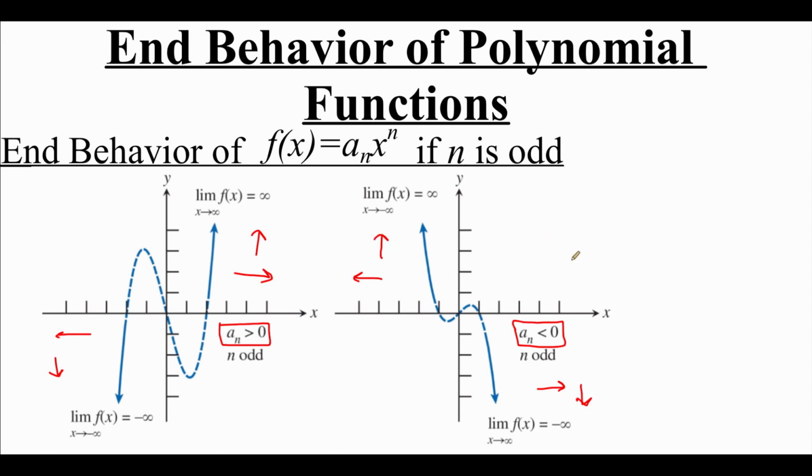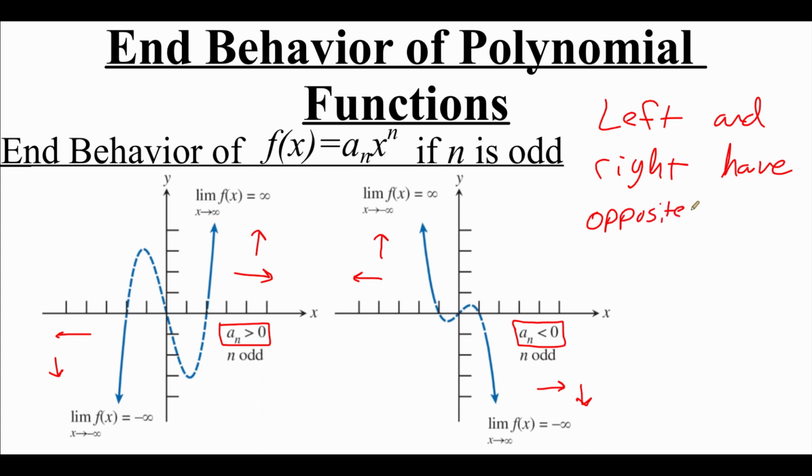But the big thing about odd functions is that the left and the right side of our graph do opposite things. One side of the graph always has to be going up, and one side of the graph always has to be going down. And it depends on if that leading coefficient is positive or negative. If your leading coefficient is positive, then your graph will go up as you move to the right, but it will go down as you move to the left. And if we flip-flop that to a negative leading coefficient, then our graph is going to go up as we move to the left, but down as we move to the right.